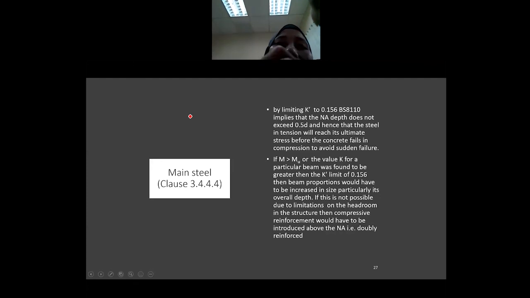Tadi you ada nampak kan, I beritahu K prime is equal to 0.156. K prime adalah maximum, is a limit. Okay, so this is the reason why. Okay, by limiting K prime to 0.156, BS 8110 implies that the neutral axis depth does not exceed 0.5D, hence the steel in tension will reach its ultimate stress before the concrete fails in compression to avoid sudden failure.